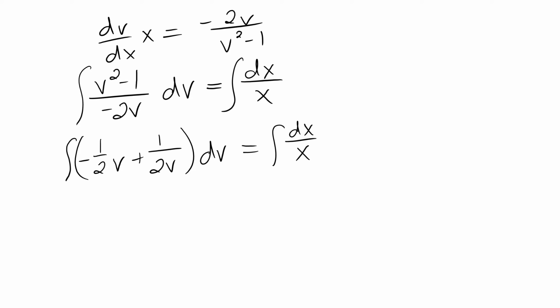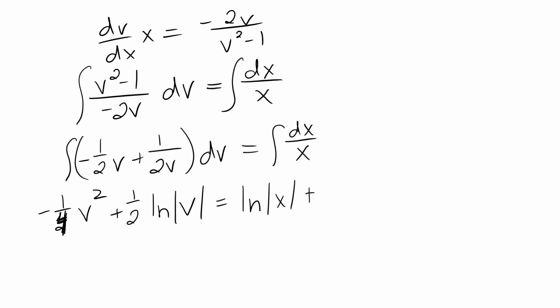Well, the integral of negative 1/2 v is negative 1/2 v squared, and I forgot to divide by 2, so negative 1/4 v squared, plus 1/2 natural log of v, put that in absolute value, equals natural log of x plus c. All right, not bad. I've solved this.